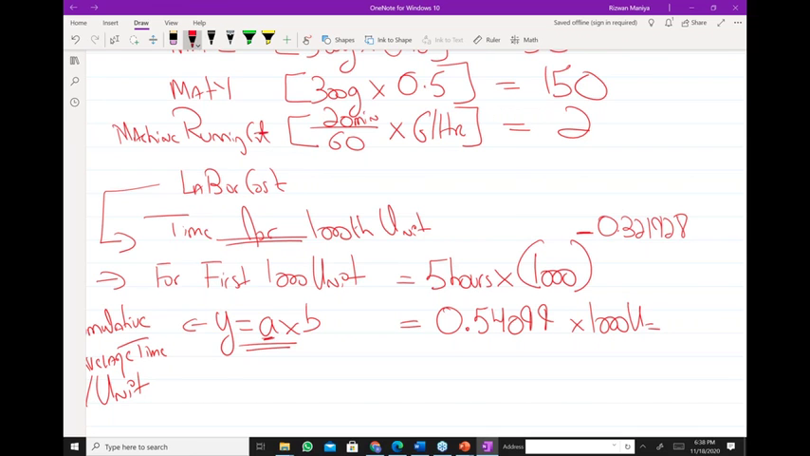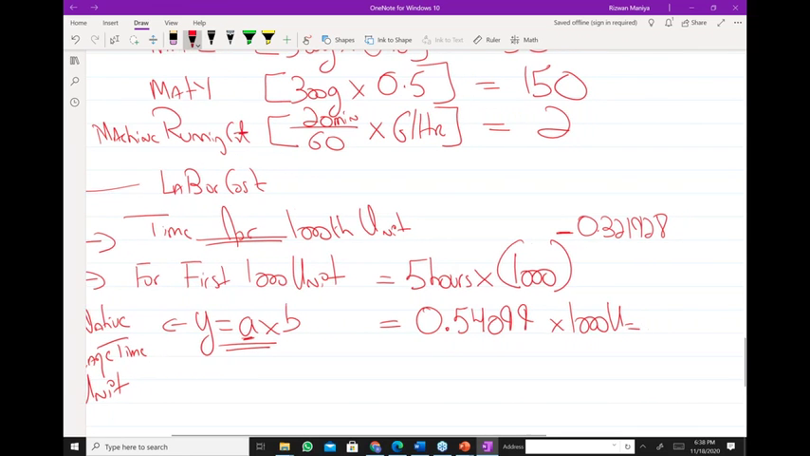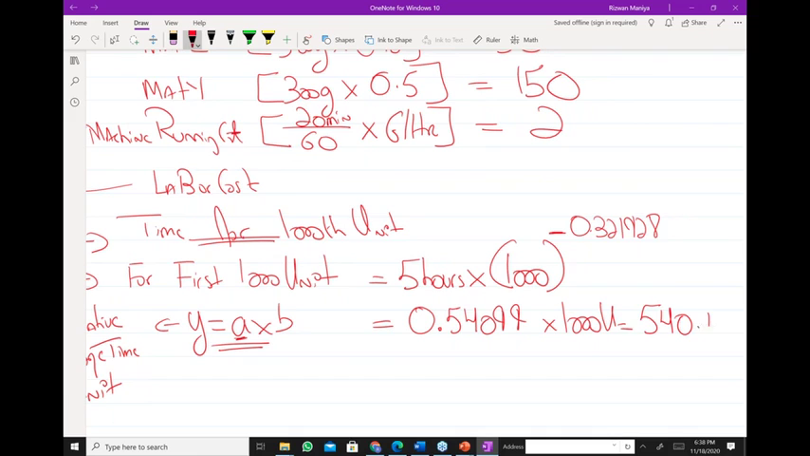Okay, so what is the time I'm getting here? 540.99 is the total time for 1000 units, right? Okay, great. So this is the average per unit. This is the average per unit for 1000 units.